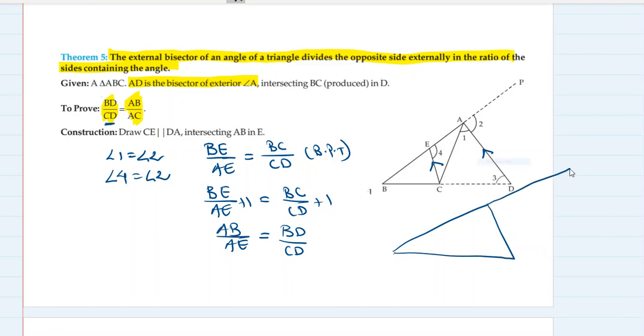This is the exterior angle, and this is its bisector. Actually, this is the whole exterior angle. Here is A, here is B, here is D, here is C, here is P. From here I have to draw a line which is parallel. Now in this figure, does it look like AE is equal to AC? For AE and AC to be equal, this is number 4, this is number 3, this is number 1, this is number 2; this angle and this angle 4 should be equal. So what is this angle equal to?